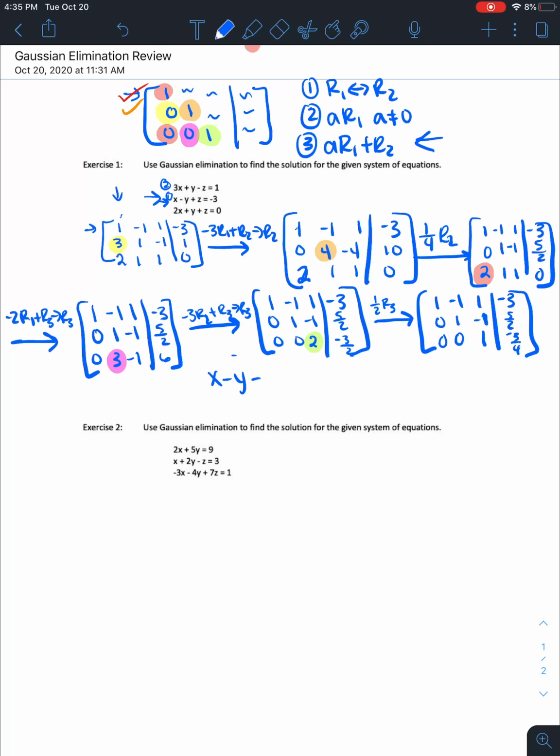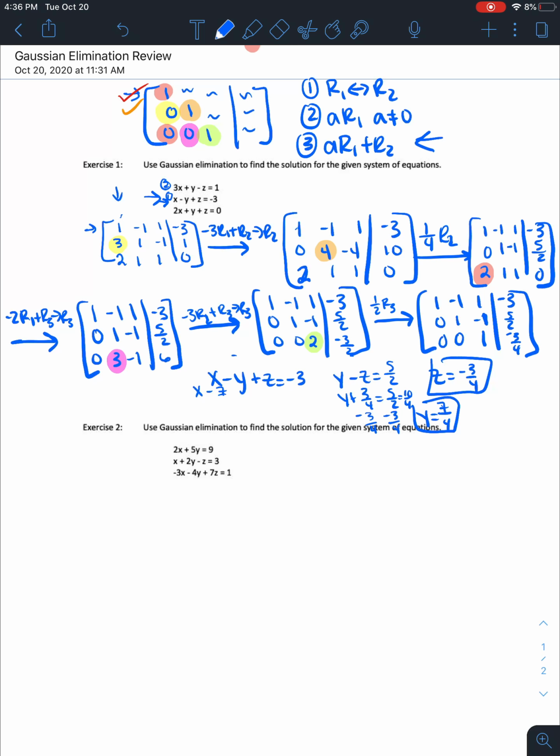All right, so I have 3 equations. My first equation is x minus y plus z equals negative 3. Then I have y minus z equals 5 halves, and z equals negative 3/4. I can plug these in to solve. So y minus negative 3/4 becomes y plus 3/4 equals 5 halves. I can subtract 3/4 from both sides. 5 halves is the same thing as 10/4, so I have y equals 7/4.